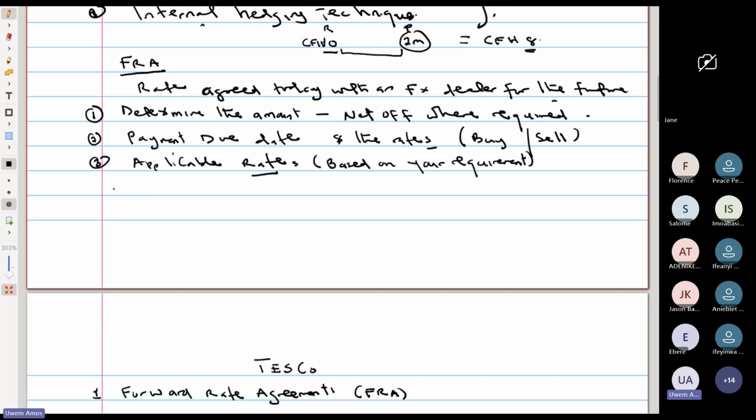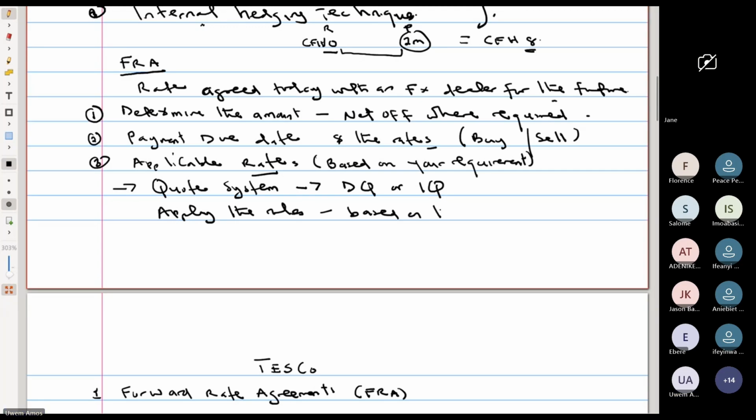And it's always important to help you do that. You need to determine the quote system. So you need to determine, is it a direct quote or indirect quote? And then you apply the rules based on the quote system, and then we can convert.